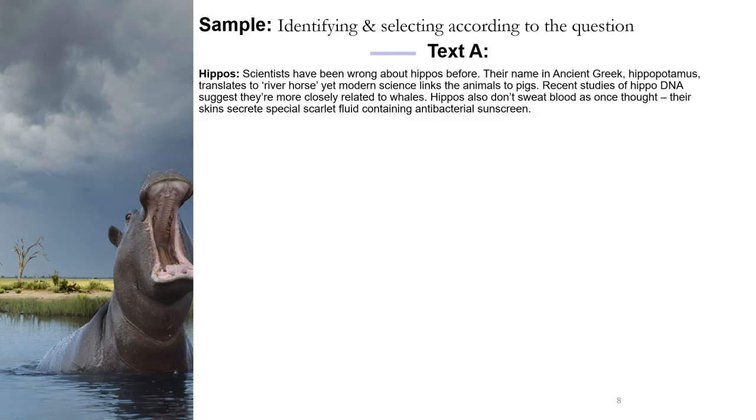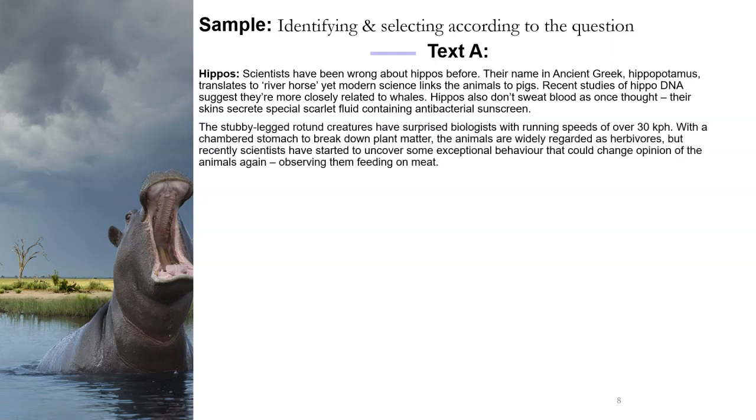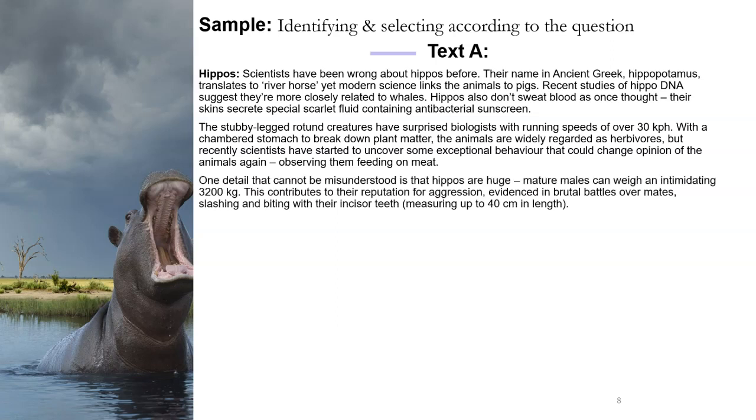Their skin secretes special scarlet fluid containing antibacterial sunscreen. The stubby-legged rotund creatures have surprised biologists with running speeds of over 30 kph, with a chambered stomach to break down plant matter. The animals are widely regarded as herbivores. But recently, scientists have started to uncover some exceptional behavior that could change opinion of the animals again, observing them feeding on meat. One detail that cannot be misunderstood is that hippos are huge.